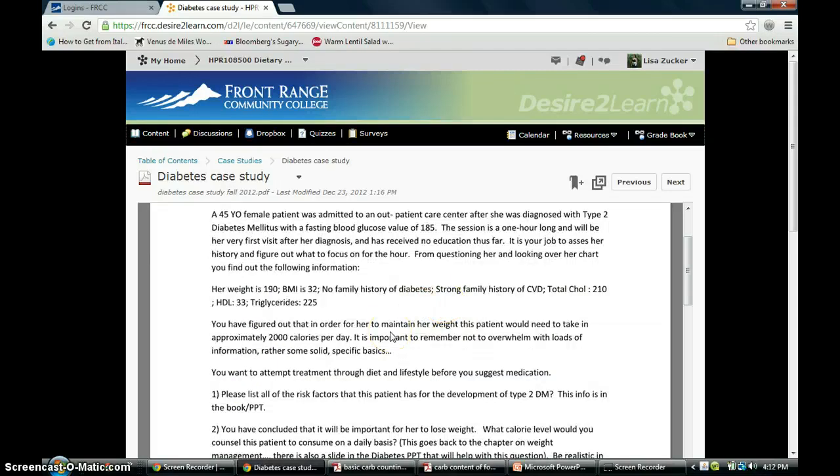You have figured that in order for her to maintain weight, this patient would need to take in about 2,000 calories a day, okay? Now, again, in here I say you've got an hour. She's just been diagnosed with type 2 diabetes. You have 1 hour, which is actually not a lot of time for somebody that has just been diagnosed with diabetes. In your case study, I would rather see fewer suggestions explained simply, clearly and thoroughly than a million different suggestions that is going to overwhelm a patient for the first time.